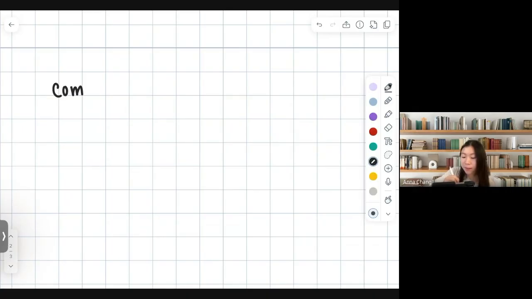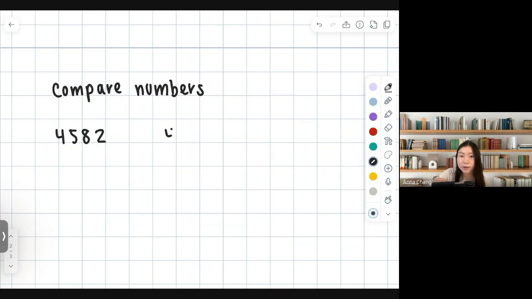Say we want to compare numbers. Let's say I have 4,582 as well as 4,528. In order to compare these two numbers to see which one is greater than the other, we need to look at the digits from left to right. So here, our thousands place are actually the same. This is 4,000. Our hundreds place is also the same. We have 500.